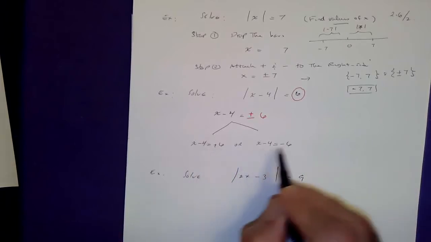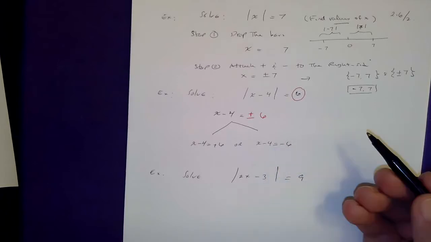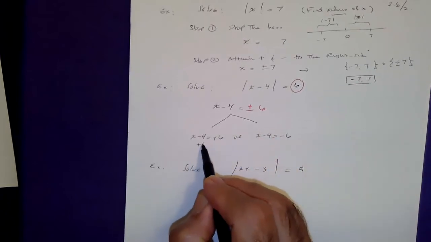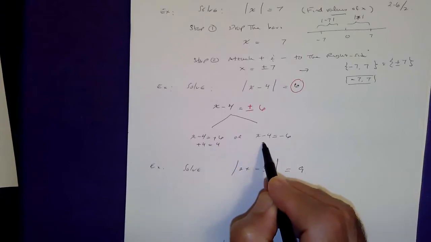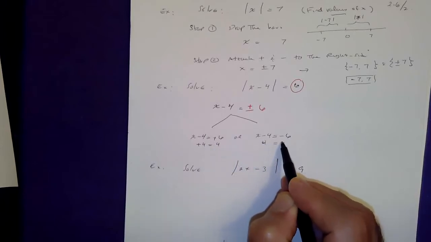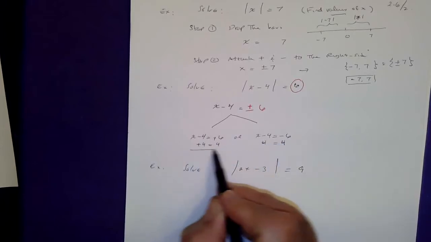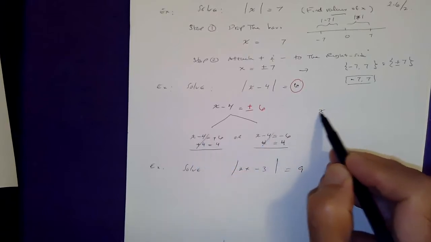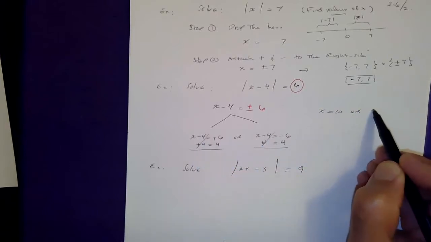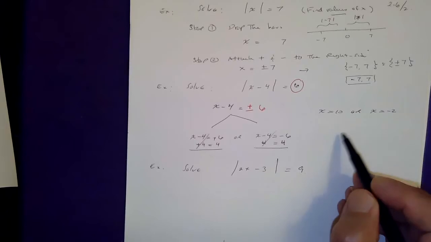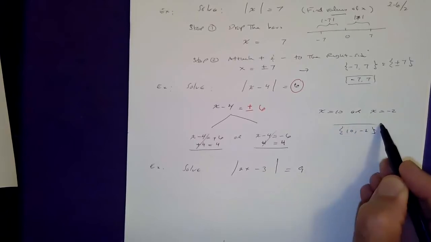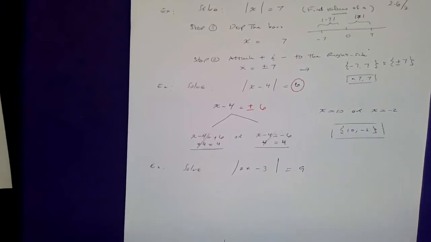So I have two equations to solve for x. Obviously, that would result in two answers. So add 4 to each side of these two equations. You don't have to do it simultaneously. You can do it one at a time. So x is either 10 or x is equal to negative 2. So the solutions are 10 and negative 2. Once again, notice I have two answers.